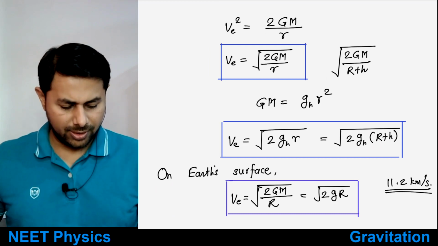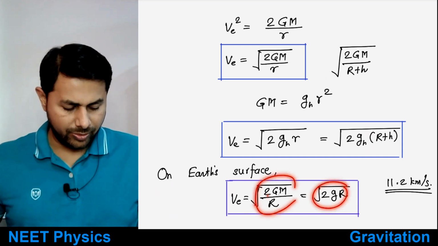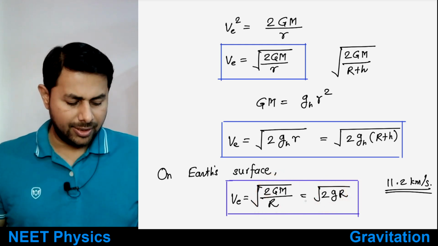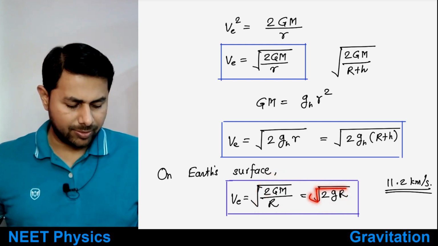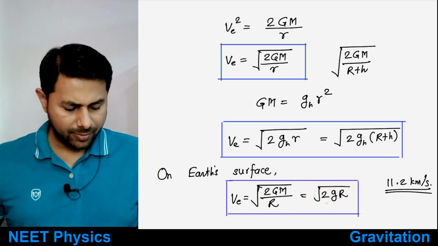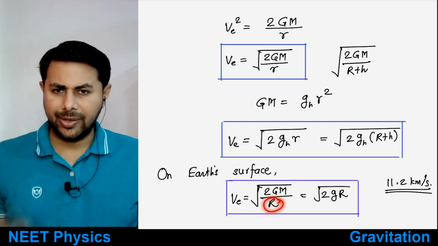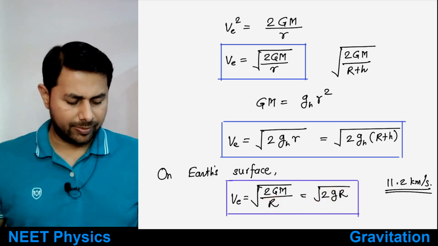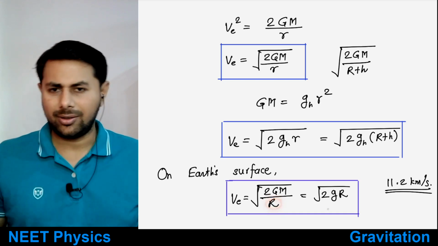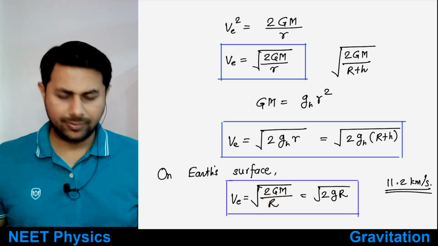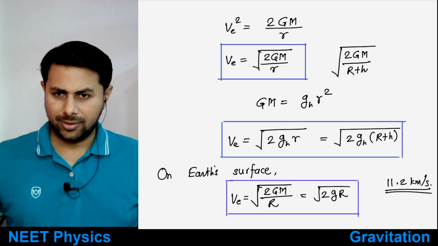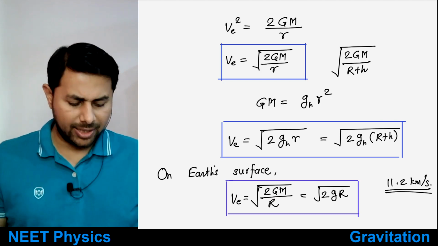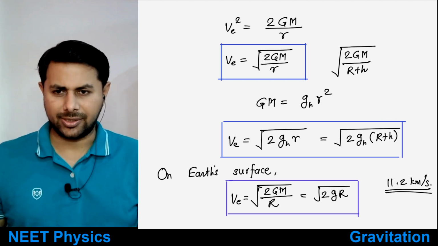Okay, good. So we need to remember this formula, root of 2GM over r, and it's also equal to square root of 2gR, right? Now depending upon the problem, it can be small r or capital R. And small r is just capital R plus h.